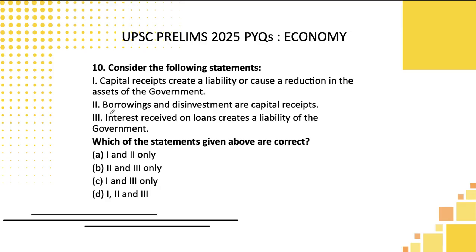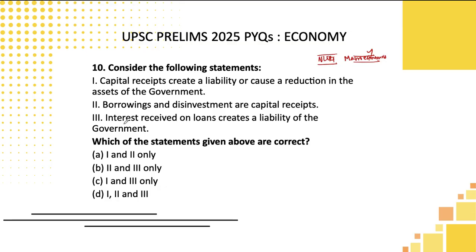Capital receipts create a liability or cause a reduction in assets of government. This is available in your NCERT 12th standard macroeconomics book directly, students, in the government budgeting chapter. Kindly go and read the basics of revenue receipt, capital receipt. Easily you can answer this. Otherwise, by applying common sense, we'll try to answer this question. Second statement, borrowings and disinvestments are capital receipts. So both are actually correct.